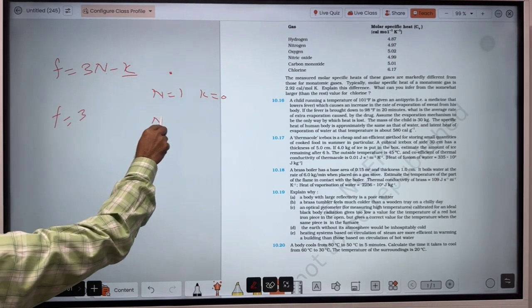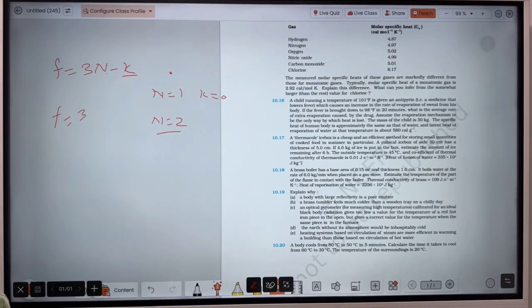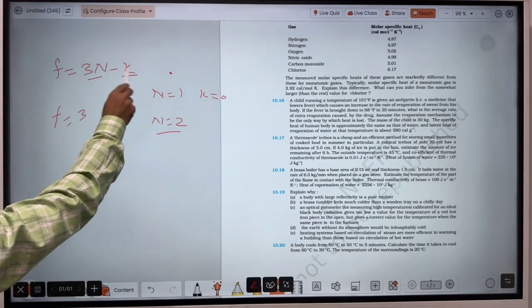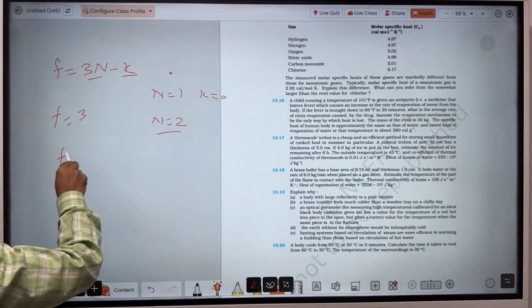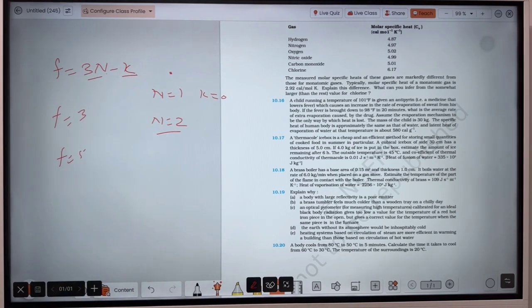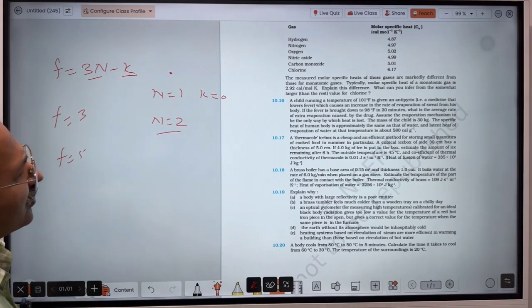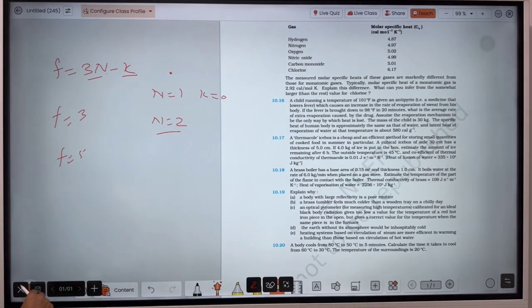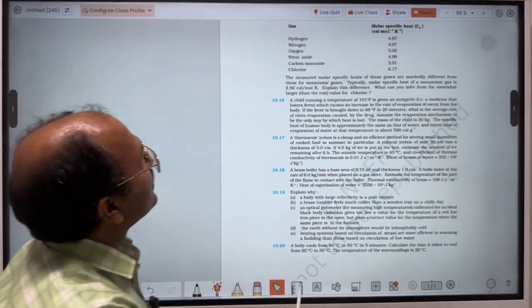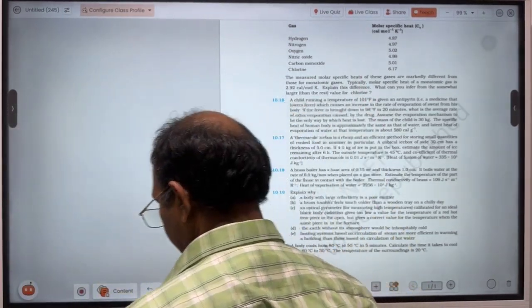From there we will get degree of freedom as 3. But if n is 2, in that case what happens? This will be 6 and there will be one relation, so 5. But if vibrational mode is also involved, in that case 2 more degrees of freedom will come into play and thereby f will increase. Correct? So later on we will study these things, but here our concern is just to see what is happening.